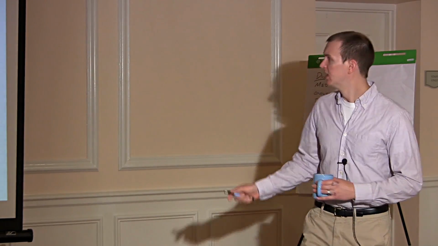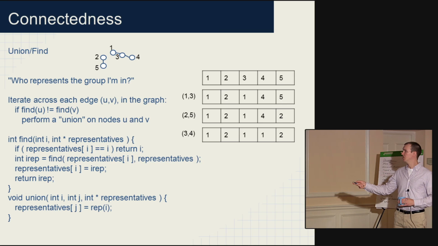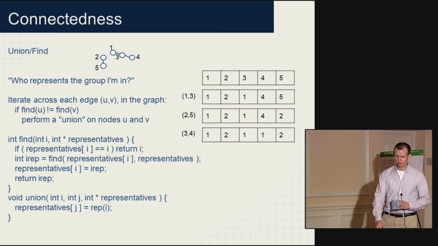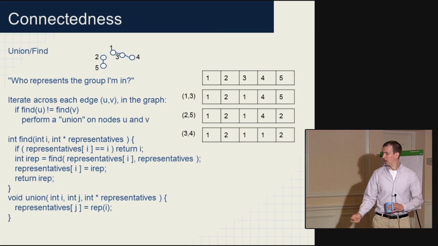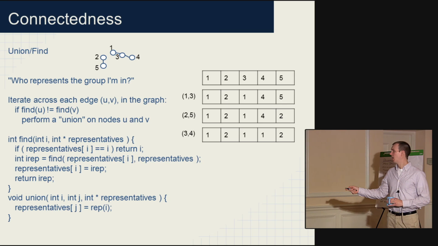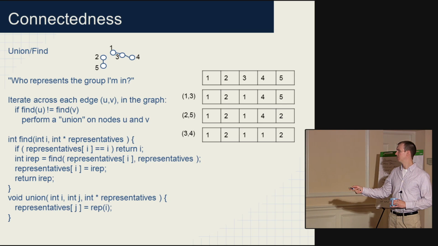Okay, and so the last edge in this graph is 3 and 4. That will mean asking who is the representative for 3. So you go to this array. Is the representative for 3 equal to 3? And the answer is no, because the representative for position 3 is 1. So we're going to recurse. And so we'll find the representative for 1, and that will be 1.